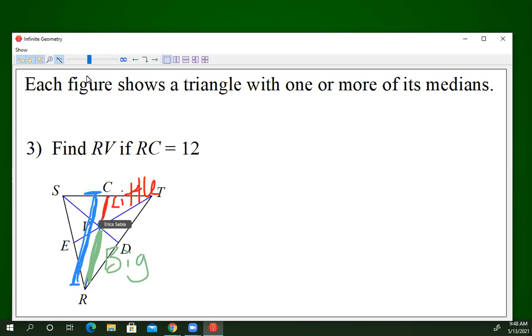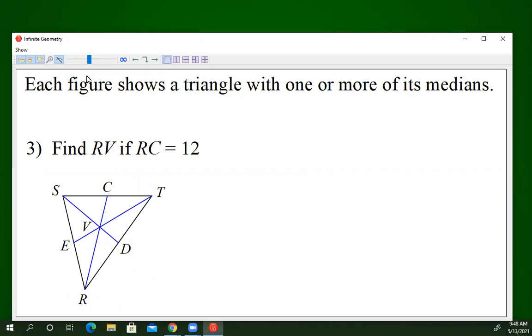So if I had told you, for example, that the whole thing was 30, you divide it by 3, and now you know the little piece is 10, which means the big piece is 20, which makes sense because 10 plus 20 is 30. So that's what you need to remember. The little piece is half the big piece, but it's 1/3 the length of the entire median. All right, so let's see what they're even giving us in this particular problem.